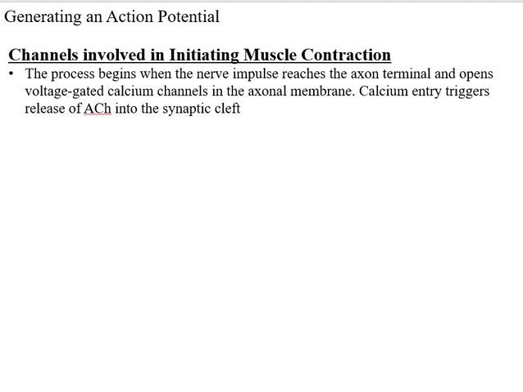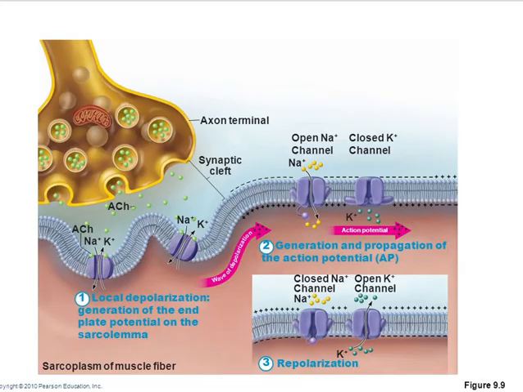So the process begins when the nerve impulse we call an action potential reaches the axon terminal, and it opens voltage-gated calcium channels in the axon terminal. Calcium going into the axon terminal causes the release of acetylcholine via exocytosis into the space called the synaptic cleft. So again, that's what we're seeing at step 1.